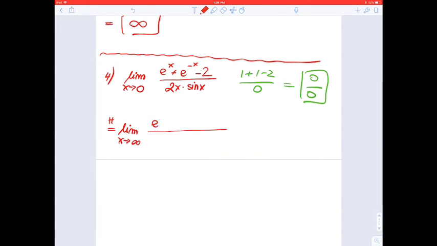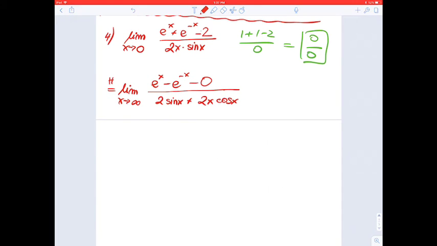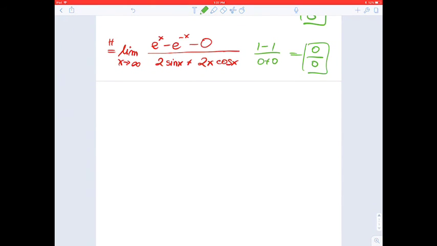Okay, let's differentiate. Derivative of e to the x, e to the x. Derivative of e to the negative x, negative e to the negative x, and 0. In the denominator, I have to use the product rule. Derivative of 2x is 2 times sine of x, plus 2x, derivative of sine of x is cosine of x. Okay. What we have? Let's check. I have e to the 0 is 1, e to the 0 is 1, which I do have 0, and sine at 0 is 0, cosine at 0 is 1, but it's 2 times x, 2 times 0. Okay, another L'Hopital rule.